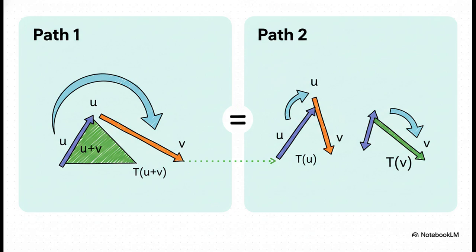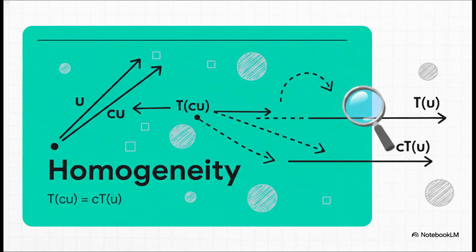It's totally consistent. Okay, the second golden rule is homogeneity. This is pretty similar to the first one, but it's about scaling. All it says is that scaling a vector by some number, like, say, making it 3 times longer, and then transforming it, is the exact same thing as transforming the vector first and then scaling that result to be 3 times longer. Once again, the order just doesn't matter.